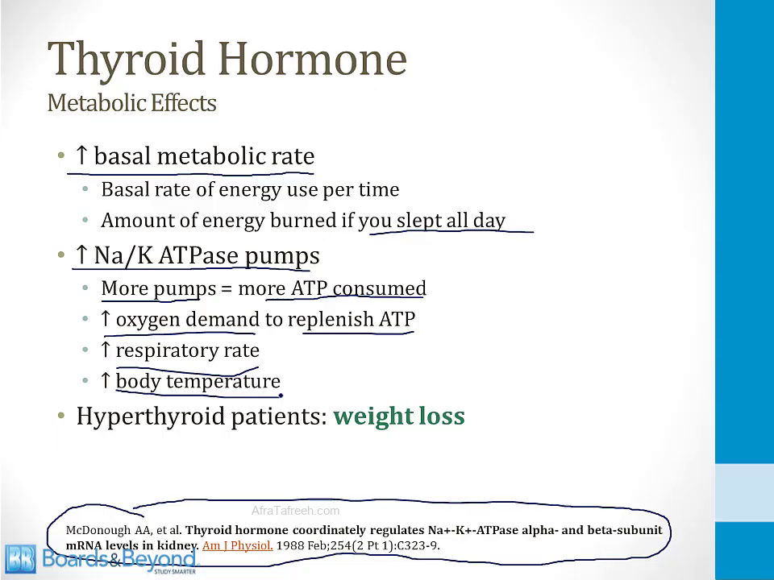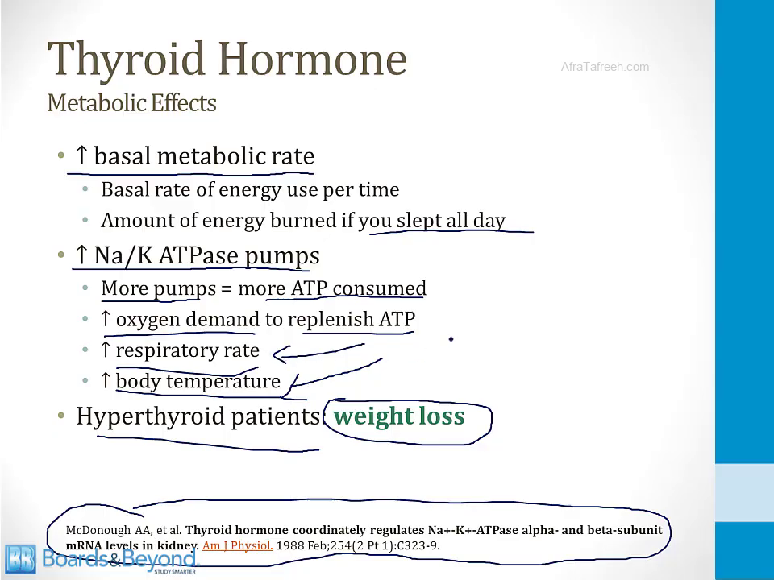And this has an important clinical correlation when it comes to hyperthyroid patients. They often have weight loss because they are burning so much energy. In addition, sometimes they feel hot, and they complain that they feel hot all the time, and that's because their body temperature is rising from the excess thyroid hormone. Sometimes hyperthyroid patients also have an increased respiratory rate, and it's for the reasons I've shown on this slide.